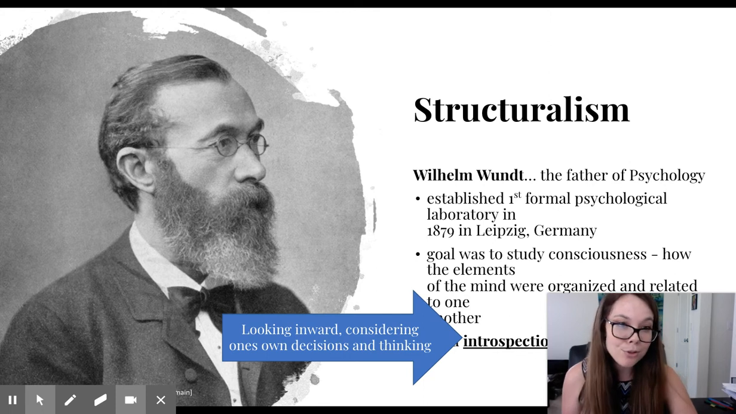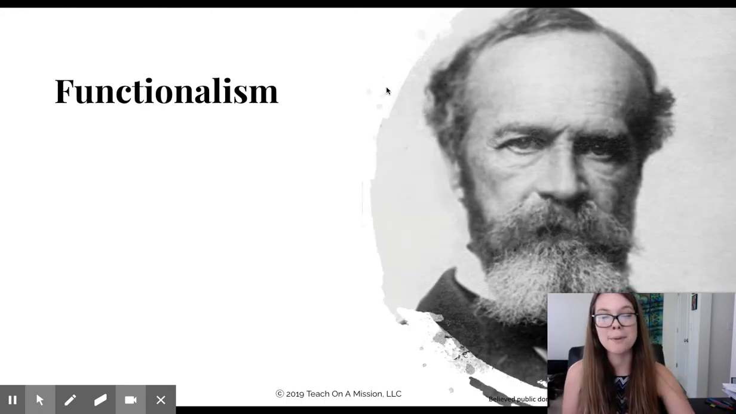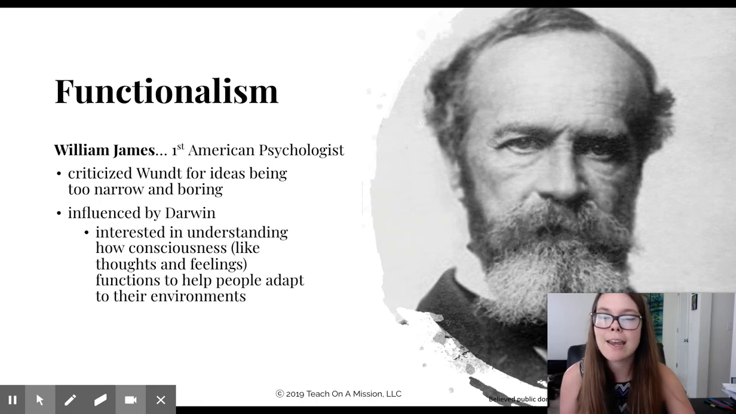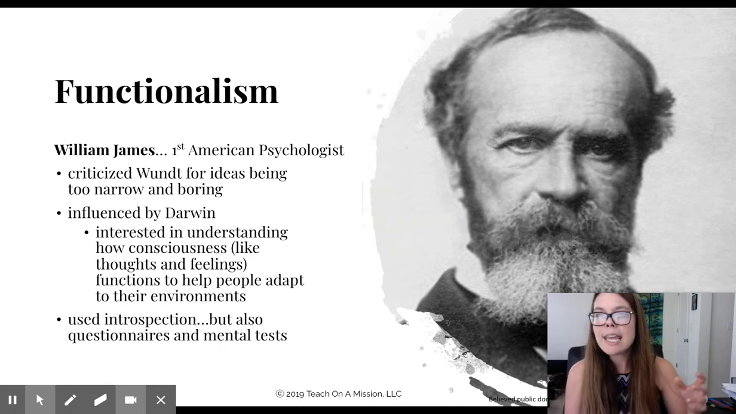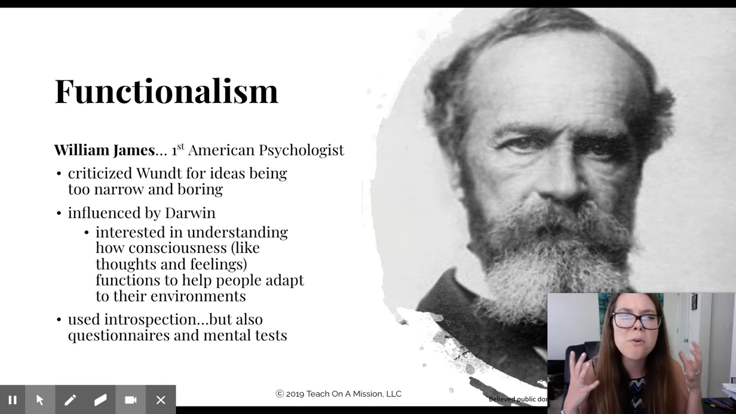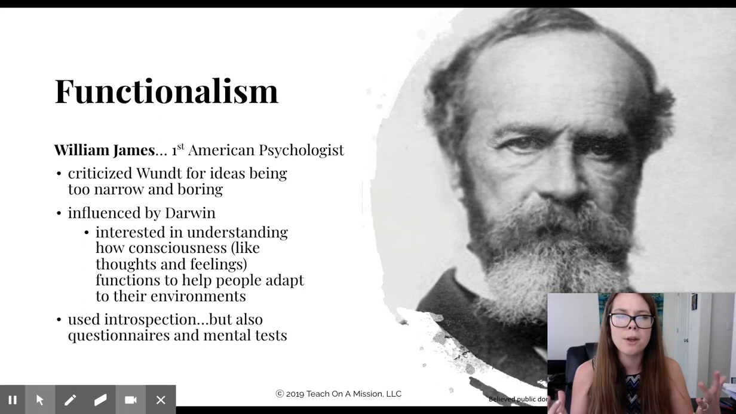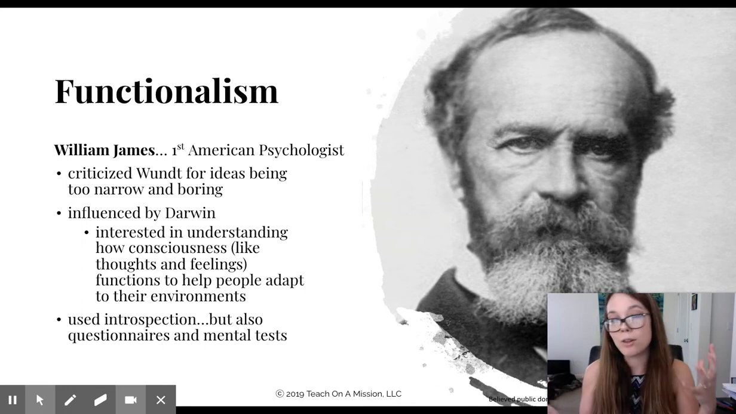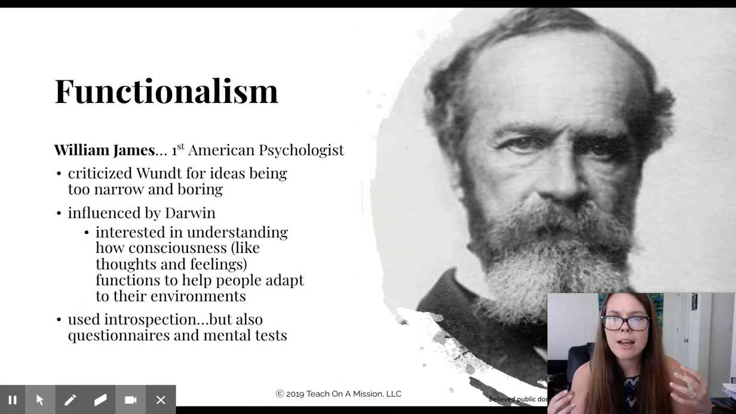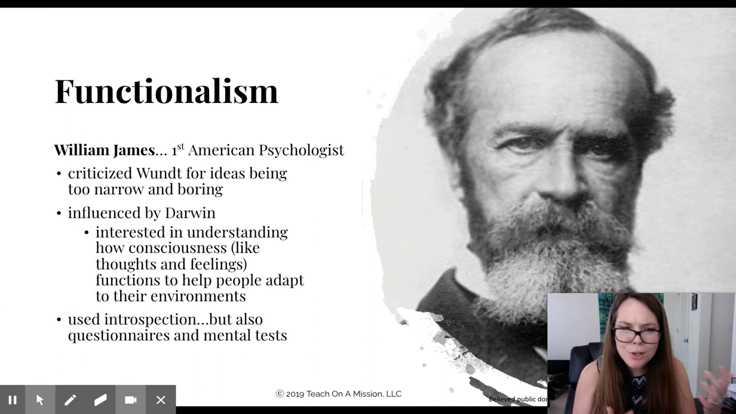But next, after structuralism, we had functionalism. And this was William James's idea, and he came after Wilhelm Wundt. What he thought was that Wundt's idea of structuralism was too narrow and too boring. So William James was influenced by Darwin, and he was interested in understanding how the consciousness, like thoughts and feelings, helped people adapt to their environment.